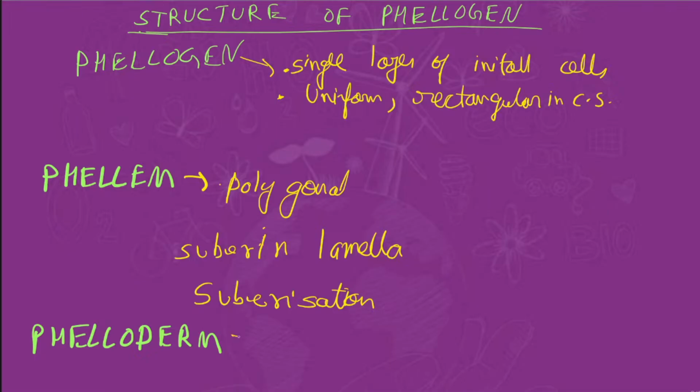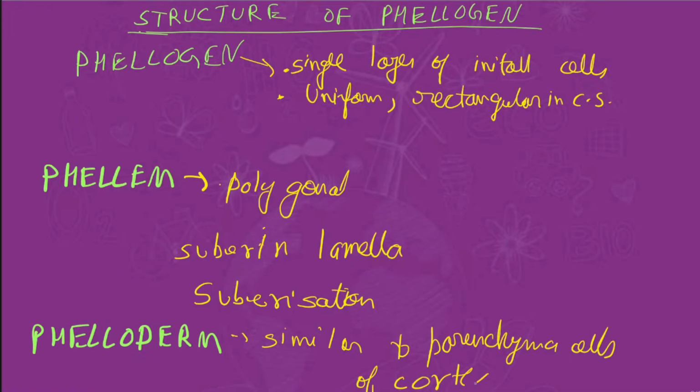Similar to parenchyma cells of the cortex. But if the phelloderm is multicellular, they are usually arranged in radial rows. In some plants, they have chloroplasts and are photosynthetic cells.